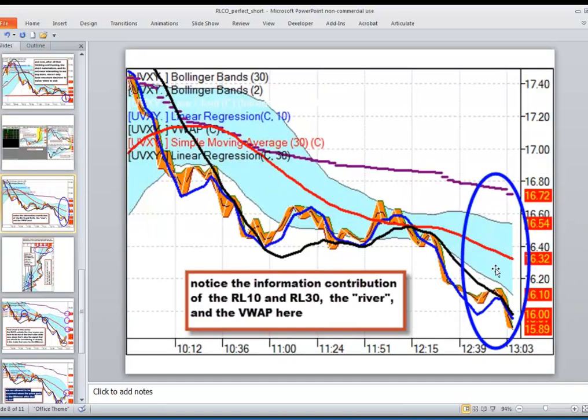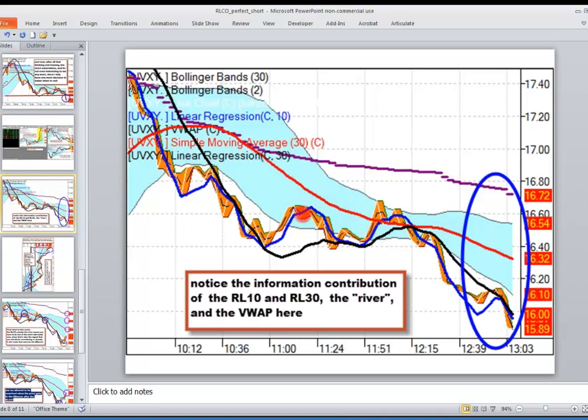Okay. Now, after that period of hesitation, we had price recover a little bit. We had a regression line crossover. Price and the Bollinger Band got just to the edge of the river and then started to fail again. So I get short once more at 1610.